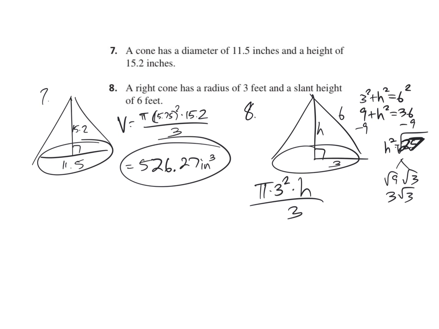Okay. So pi times r squared is 9. H is now 3 square root of 3, all over 3. All right, so just multiply that out. Pi times 9 times 3 times the square root of 3, 146.92, and then divided by 3. So that volume should be 48.97 cubic feet.